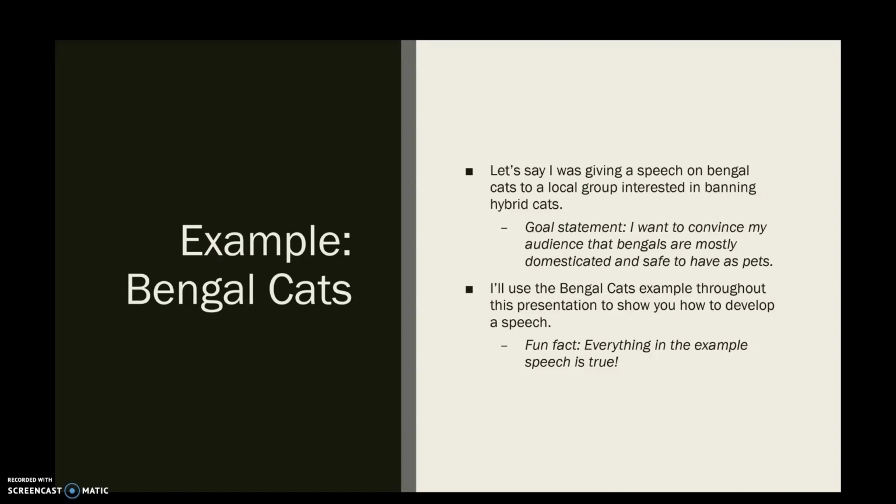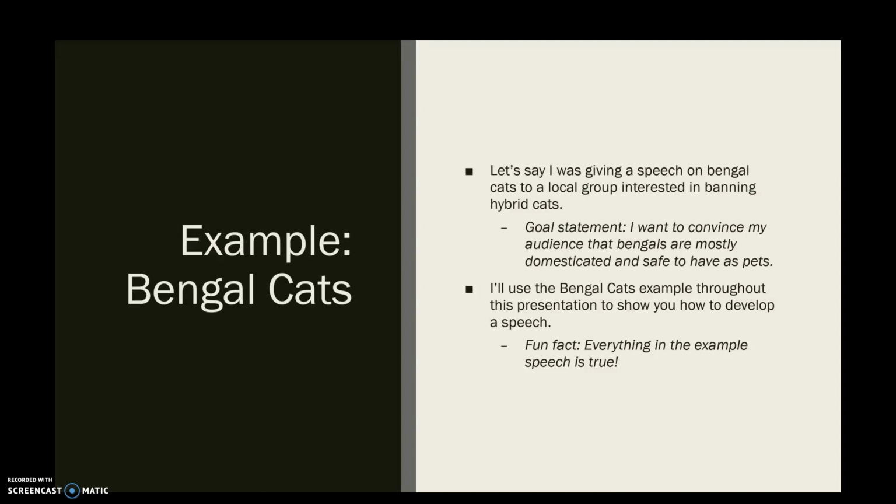Most Bengals are 10 to 15 generations away from the wild. But still a lot of people think that because they were derived from that wild cat, they are still wild, and so a lot of states still try to ban them. So now that you have some context on this, my goal statement might be, I want to convince my audience that Bengals are mostly domesticated and safe to have as pets. And I will use this example throughout the presentation to show you how to develop a speech.